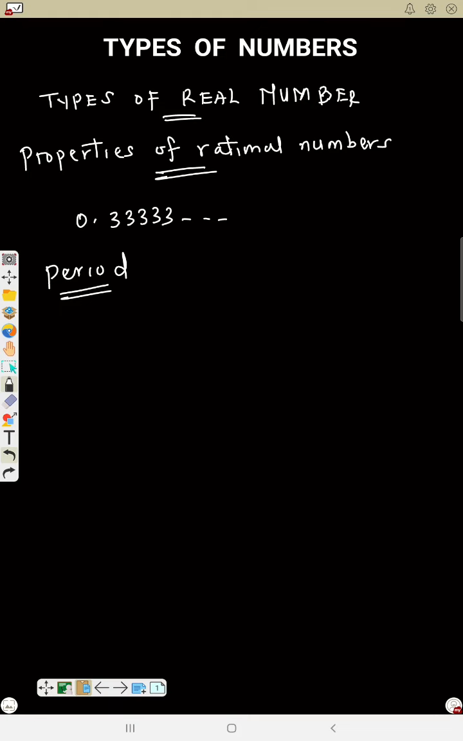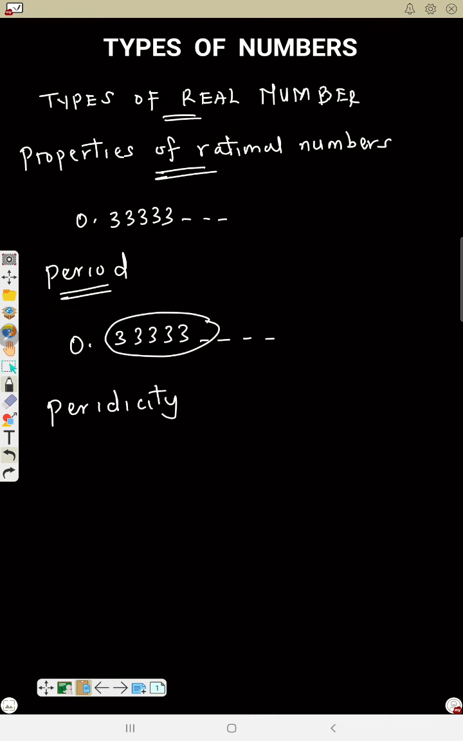So all these recurring parts of the non-terminating decimal, 0.333, where non-terminating means it does not stop, it continues, are called the period. So the period is the recurring part of a non-terminating decimal. Now periodicity: the number of digits in the recurring part of a decimal is called its periodicity.